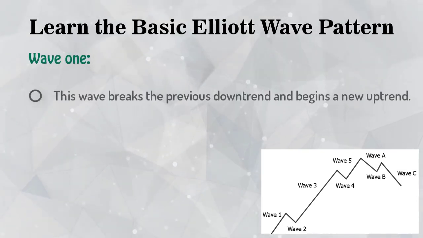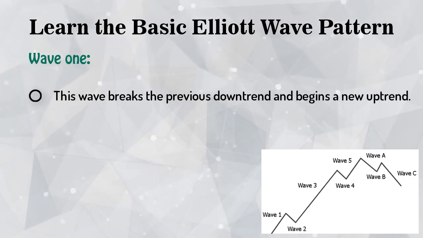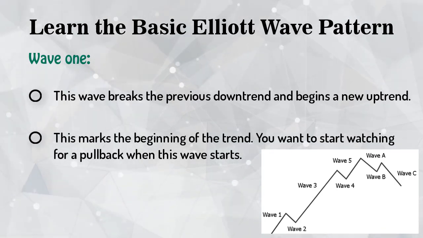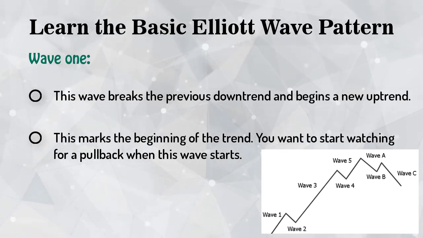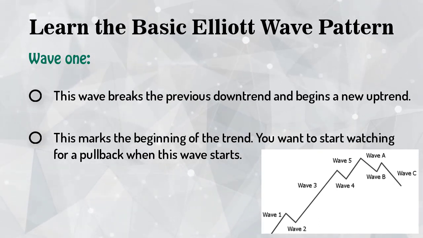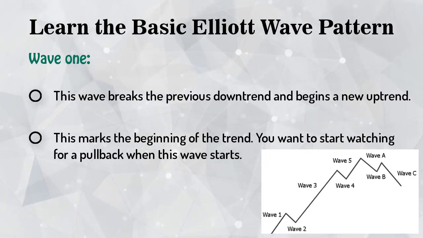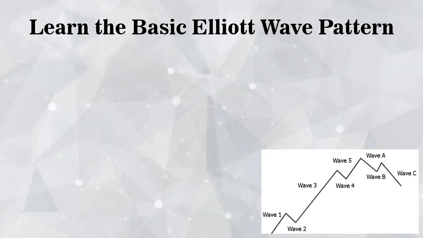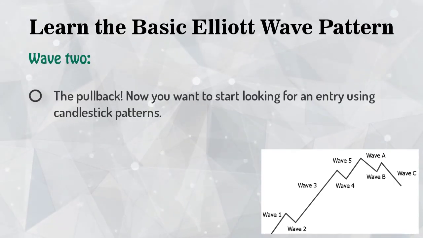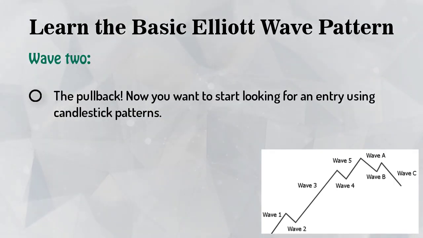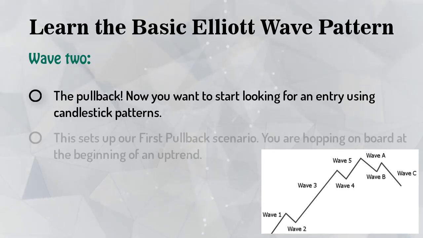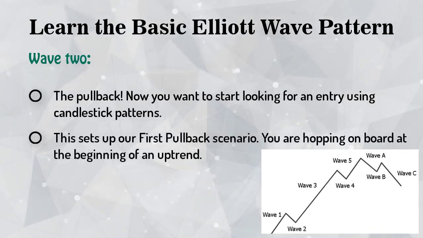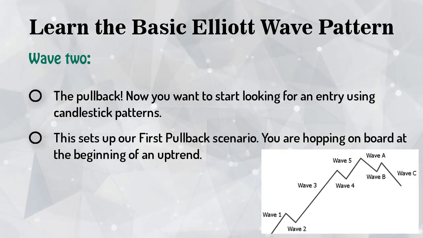Wave 1. This wave breaks the previous downtrend and begins a new uptrend. This marks a beginning of the trend. You want to start watching for a pullback when this wave starts. Wave 2. The pullback. Now you want to start looking for an entry using candlestick patterns. This sets up our first pullback scenario. You are hopping on board at the beginning of an uptrend.